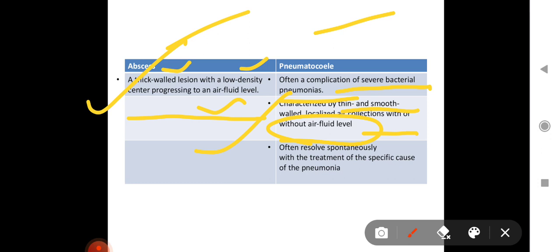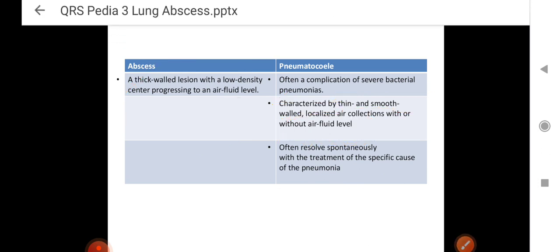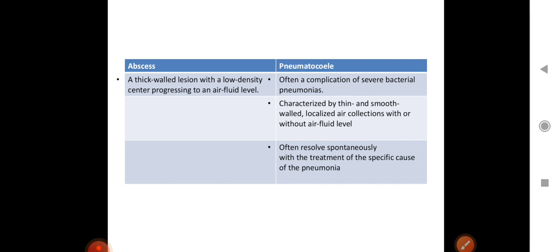And pneumatocele often resolves spontaneously with the treatment of the specific cause of pneumonia, while lung abscess needs treatment, mostly with antibiotics or other measures. You will see later in this slide. So this is the difference between abscess and pneumatocele. It can also be asked during table viva by showing an X-ray of lung abscess.